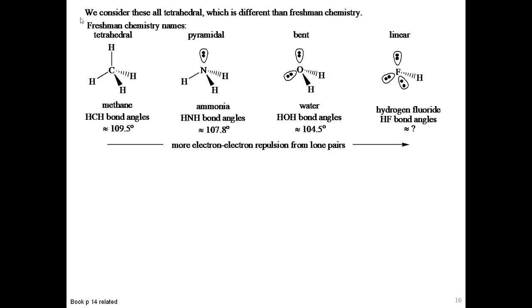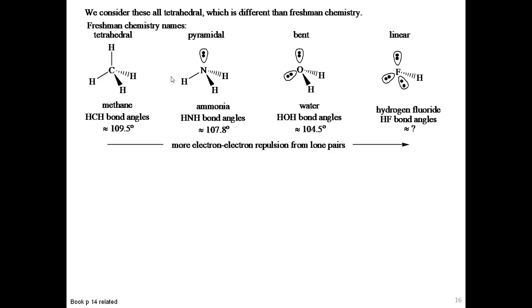So now these are our shapes, okay? And the way we label them is different than the way you label them in freshman chemistry. We're going to call all of these tetrahedron. But in freshman chemistry, you probably called this a tetrahedron, and you probably called this pyramidal, and you probably called the water molecule bent, and you probably called a molecule like HF, HCl, HBr, linear.